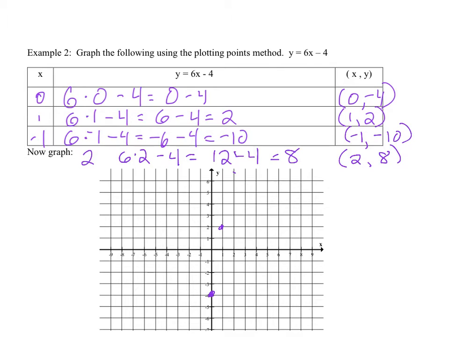Okay, so now I'm going to draw my line. I'm getting out a ruler to help me draw a straight line. Okay, on the iPad, that's tough to do. All right.